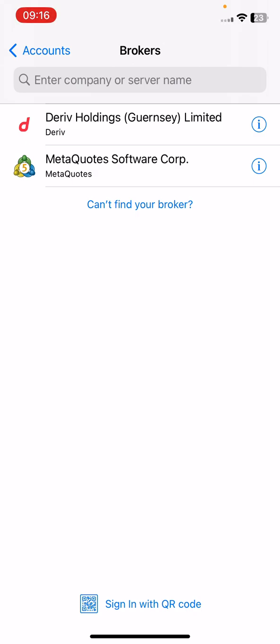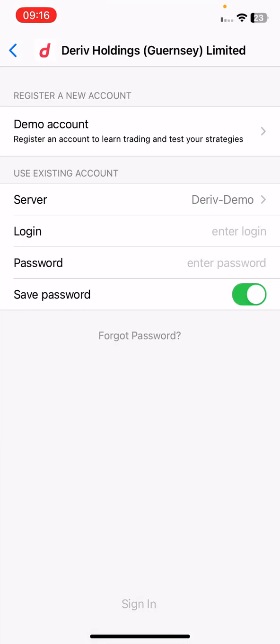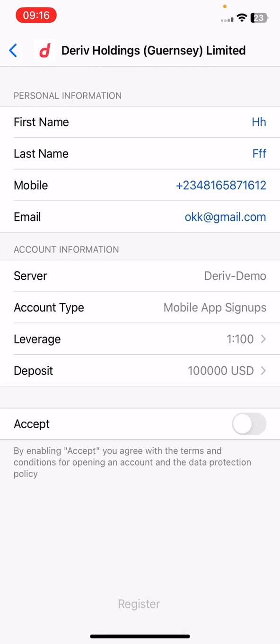Today I'll be talking about an introduction to MT5, MetaTrader 5. We'll be taking a look at all the features. The first thing is that you have to log into your demo account, so I'll register a quick one now.